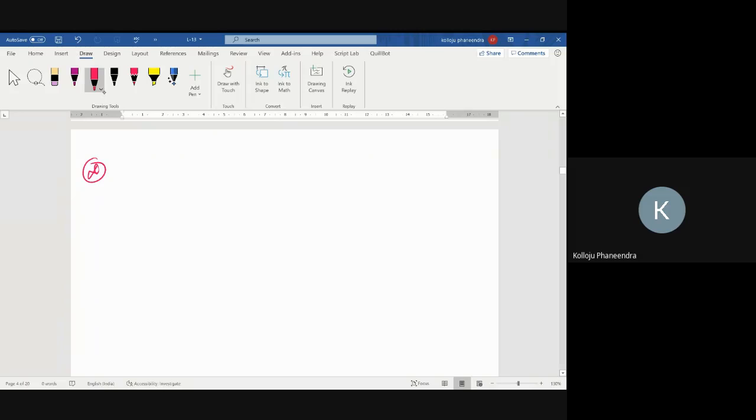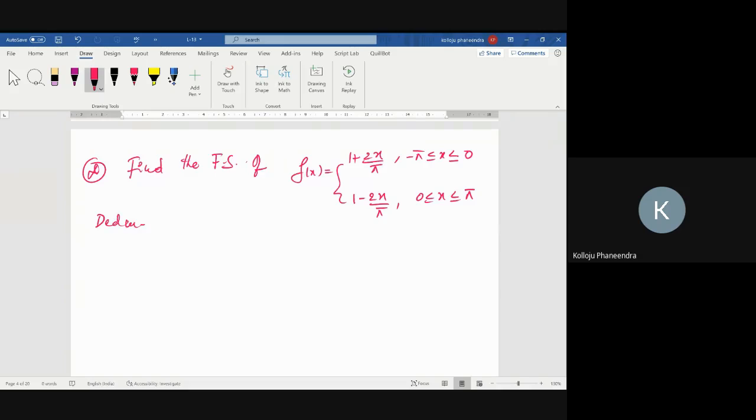Catch this logic. Find the Fourier series of this function: f of x equal to 1 plus 2x by pi in the interval minus pi less than or equal to x less than or equal to 0, equal to 1 minus 2x by pi for 0 less than or equal to x less than or equal to pi, and deduce that 1 by 1 square plus 1 by 3 square plus 1 by 5 square and so on is equal to pi square by 8. Pi square by 8.